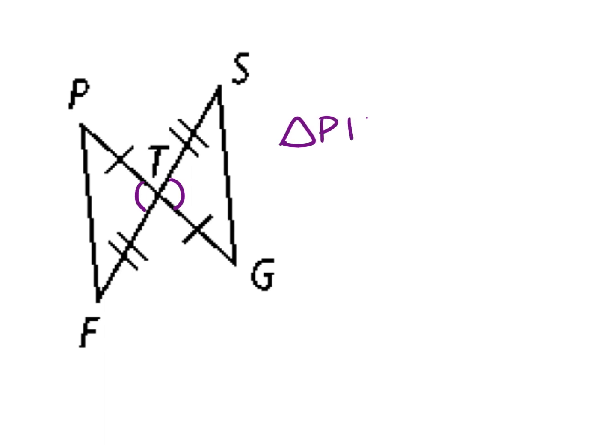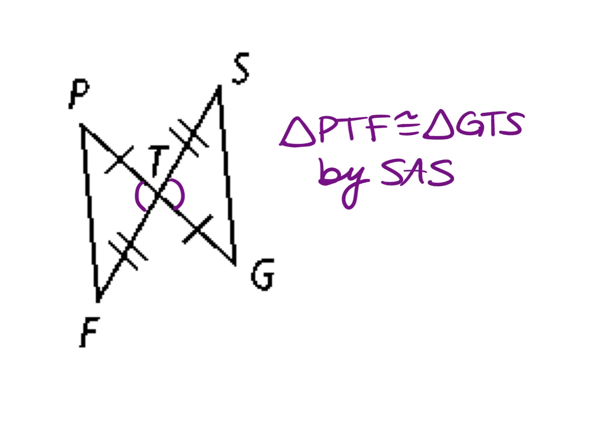PTF. Okay, so if we go triangle PTF, it would be congruent to GTS, by side, angle, side. So side with side, included angle with included angle, side with side. Okay, so take your time naming them because that's where a lot of the silly mistakes show up. Match up the corresponding parts, okay?